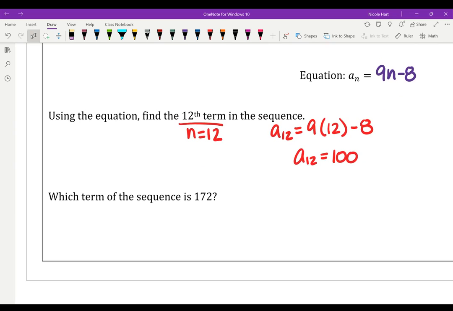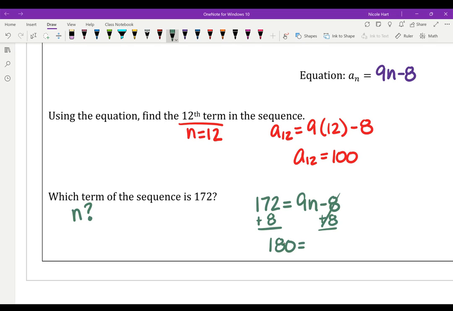Now to find which term, we are trying to find n when our term is equal to 172. I'm going to take my formula, set it equal to 172, and solve for n. So we're going to add 8 to both sides. It gives me 180 equals 9n. Divide by 9, and n is equal to 20.